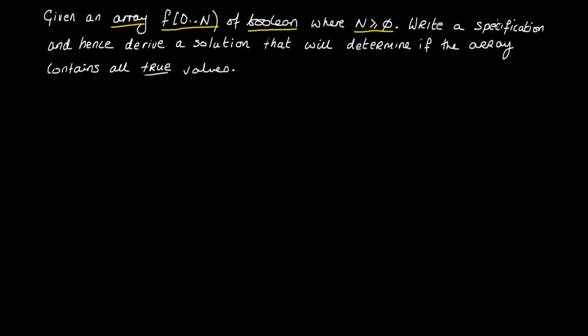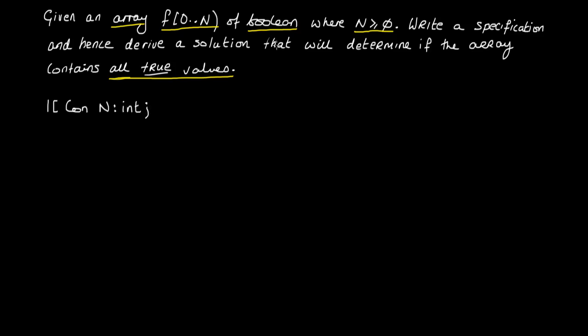And we have to write a specification and hence derive a solution that will determine if the array contains all true values. So we're looking to check to see if the array contains all true values. So let's have a go at writing the specification for this. Specification will start off by defining our constants. So we'll have con n of type int.